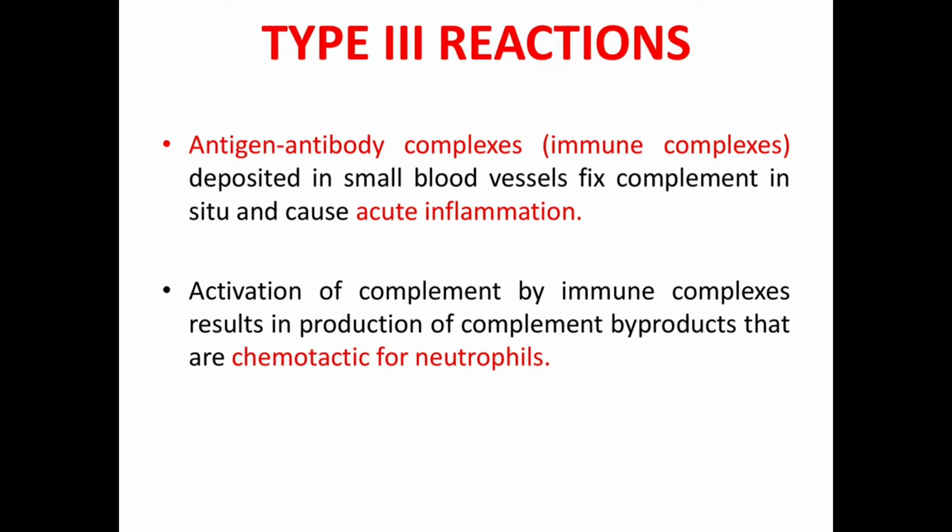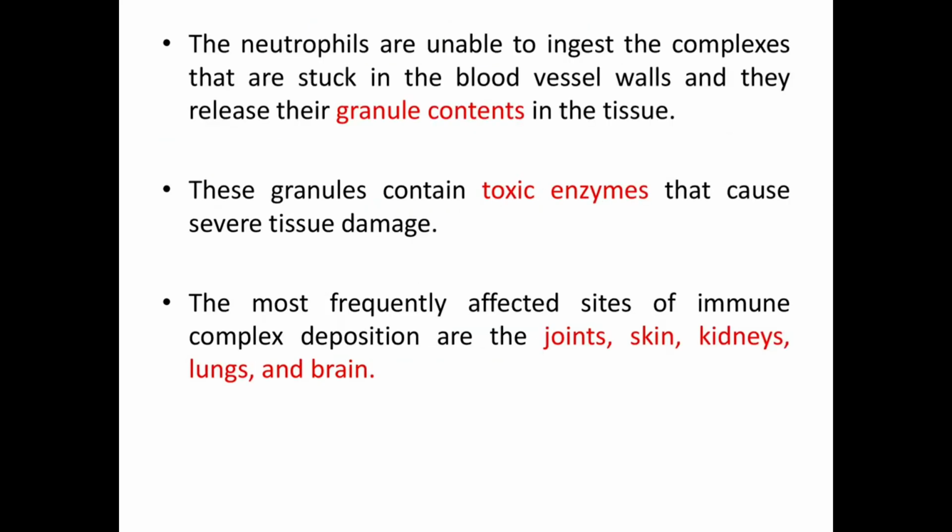Now moving on to type 3. Antigen-antibody complexes or immune complexes deposited in small blood vessels fix complement in situ and cause acute inflammation. Activation of complement by immune complexes results in production of complement byproducts that are chemotactic for neutrophils. The neutrophils are unable to ingest the complexes that are stuck in blood vessel walls, and they release their granule contents in the tissue. These granules contain toxic enzymes that cause severe tissue damage. The most frequently affected sites of immune complex deposition are the joints, skin, kidneys, lungs, and brain.